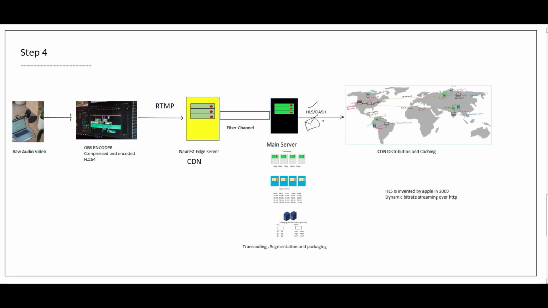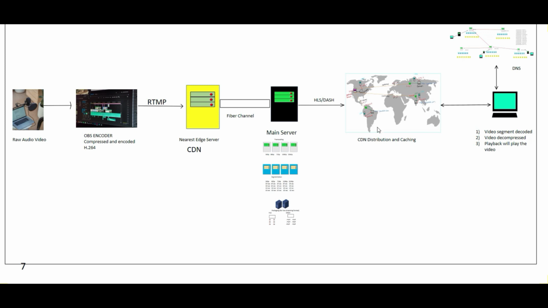So these particular video chunks will be transported to the many CDN networks in step 4. Now what will happen once the videos are imported to the different CDNs? In step 4, the videos are imported from the main server to all the CDNs over the globe. Now let's see what will happen in step 5. In step 5, the CDN distribution and caching, all the CDNs will have the video, right?